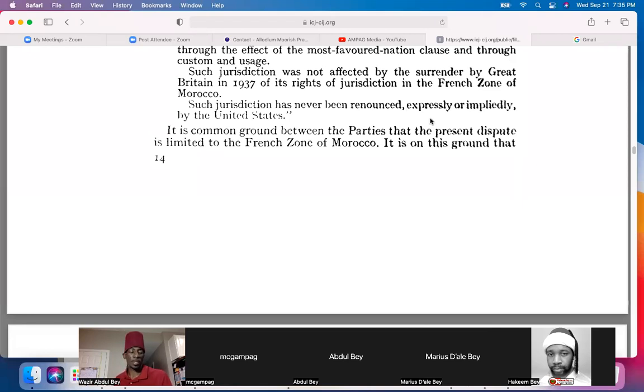AMPAG Moxon is back with part 2 of France versus United States, the case concerning the rights of nationals of the United States of America inside of the land of Morocco. So whenever there's a question as to whether this is Morocco or not, go read the title. Oh, and by the way, there's other treaties that back up the notion that this is Morocco. There's no question about it.